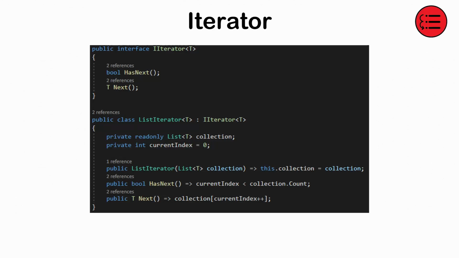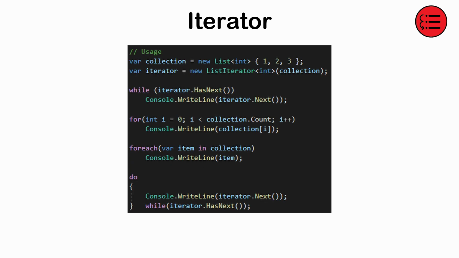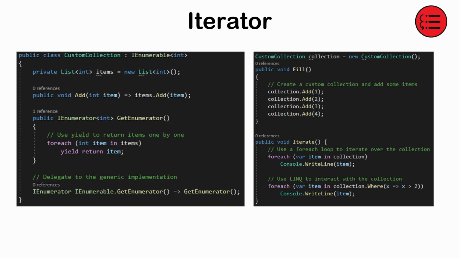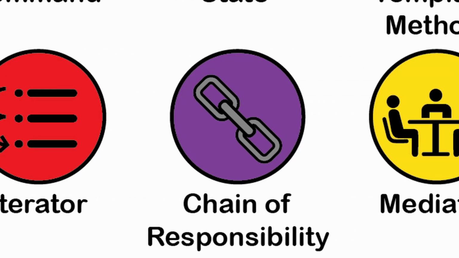A way to sequentially access elements in a collection without exposing the underlying representation. For loops and foreach loops are a type of iterator. In C#, the IEnumerable and IEnumerator interfaces let you define and iterate over such a collection while applying custom behavior in the process. Chain of responsibility.